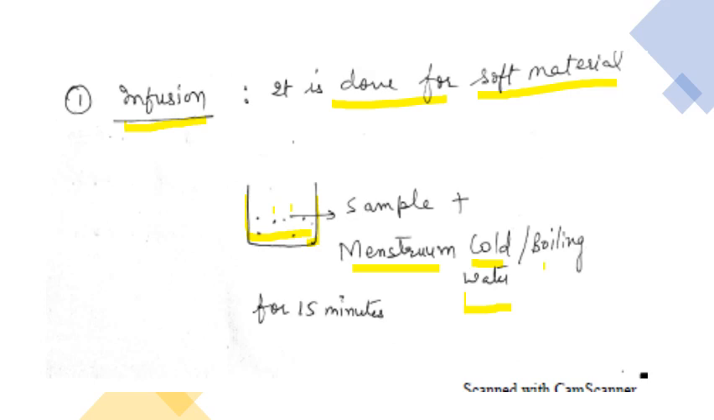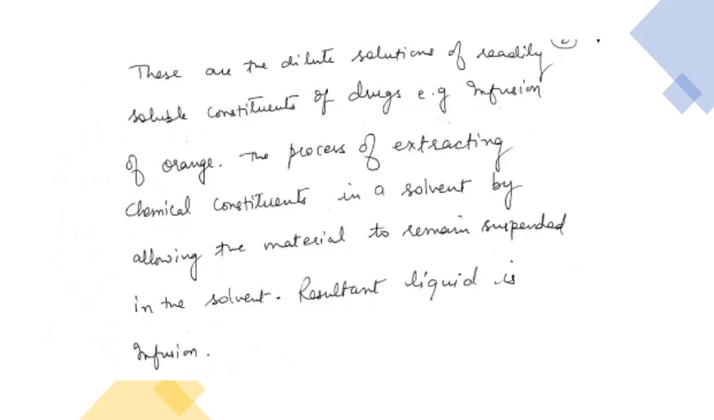Then the process goes for the boiling. This whole solution is to be boiled for 15 minutes. When it is boiled for 15 minutes, after that it is cooled at room temperature and then filtered out. After the filtration, we get the dilute solution, which has the soluble constituents of the drug if you have taken it as a sample. So we can understand this method of the extraction.